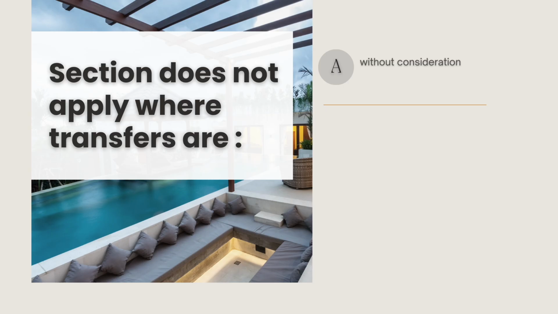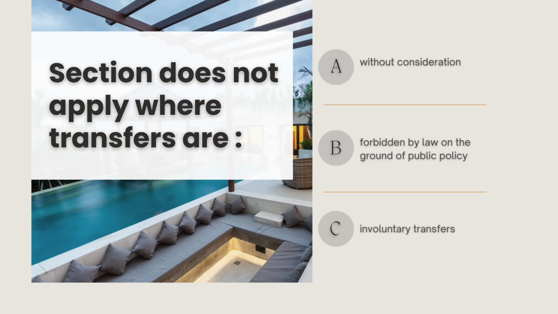The principle contained in this provision, however, shall have no application in some types of transfers. What are they? For instance, this section does not apply where the transfers are A. without consideration, or B. forbidden by the law on grounds of public policy, or C. an involuntary transfer. Additionally, erroneous or fraudulent representation by the transferor must be specifically pleaded for Section 43 of the Transfer of Property Act to apply. Unless this is done, Section 43 has no application.